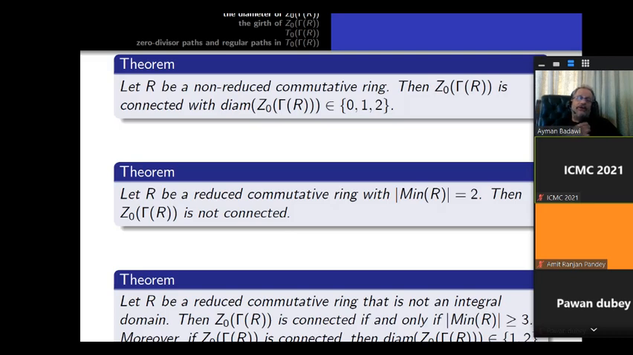And if you look at the next result, and again, maybe you're going to ask, what do I mean by reduced ring? Reduced means 0 is the only nilpotent element. So x to the n equals 0 for some integer n means x must be 0. That's what we mean by reduced. Okay?